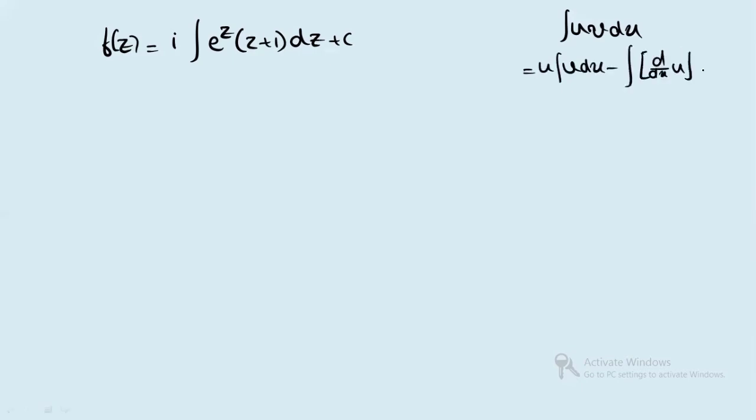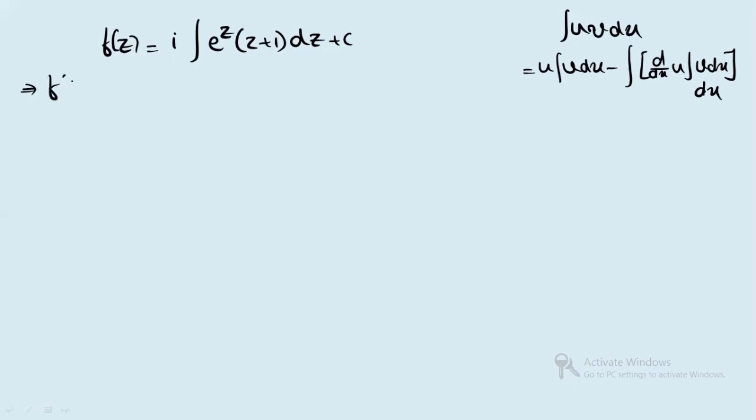Integration of e to the power z (z plus 1) dz plus c. Now we will integrate it. So integration of u v dx, this way we will do. You know the formula: u times the integration of v dx, minus the integration of d/dx of u times the integration of v dx, dx. This formula we will be using.